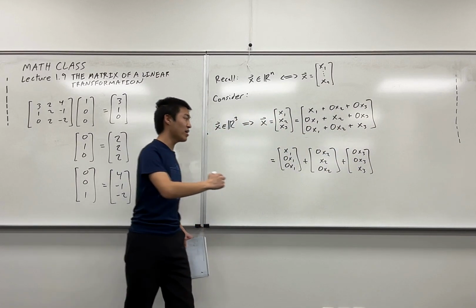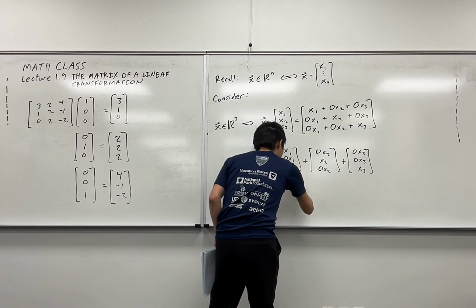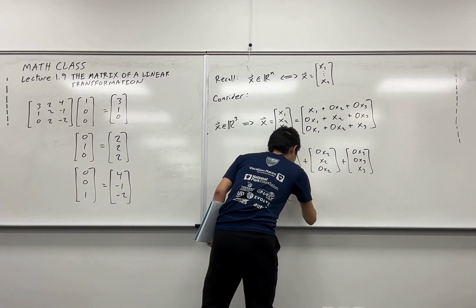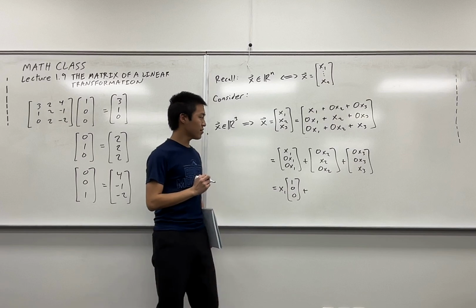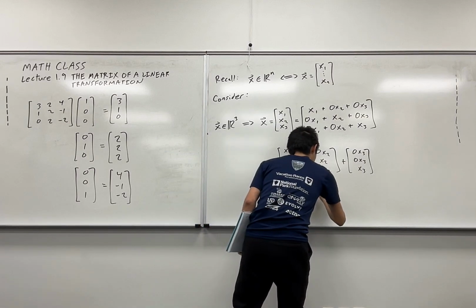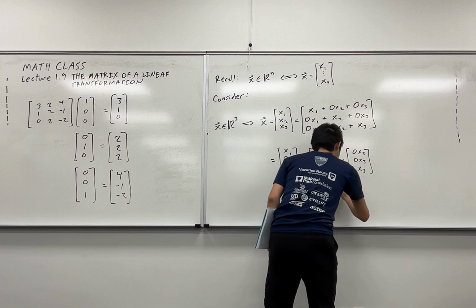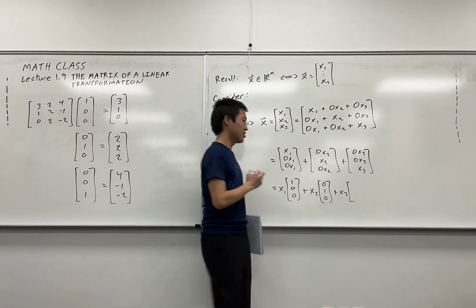Again, why does this matter? Let's factor and see what happens when I factor. Take out that x1. What do I get? 1, 0, 0. Plus, okay, what's the next one? Yeah, so x2, take the x2 out, and then you have 0, 1, 0. Plus x3 times, what is that one? 0, 0, 1.